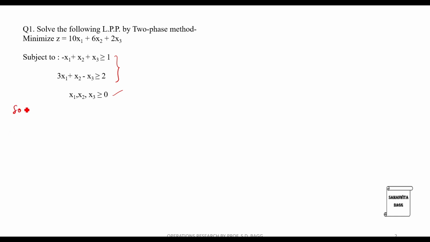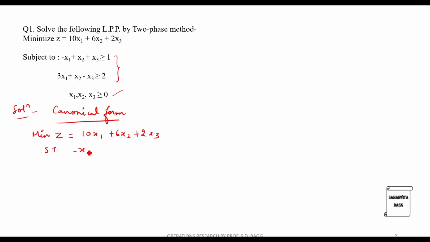So how do we start solving? We first write the canonical or the standard form of the problem. So the standard form is: minimize Z = 10x1 + 6x2 + 2x3, subject to the constraints -x1 + x2 + x3. Now this is a greater than or equal to sign, so we will have to subtract something over here, that is -s1.